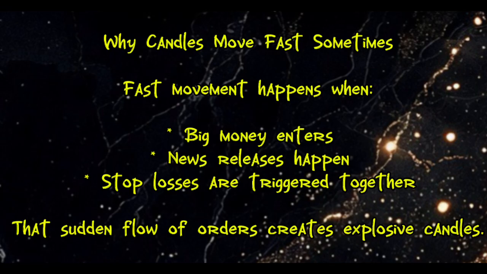Fast movement happens when big money enters, news is released, stop losses are triggered together, and a sudden flow of orders creates explosive candles. Okay, let's take it one by one. Big money enters. Where does big money enter? Big money enters in sessions like the London/NY session. That's where big money is being injected into the market, about 3 trillion. So these are the right times to trade.